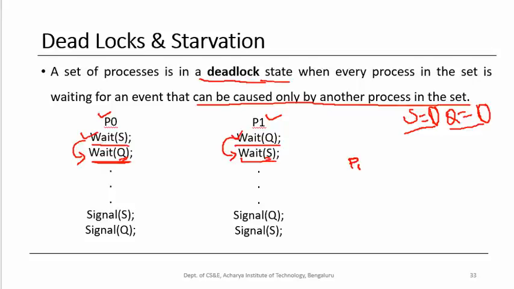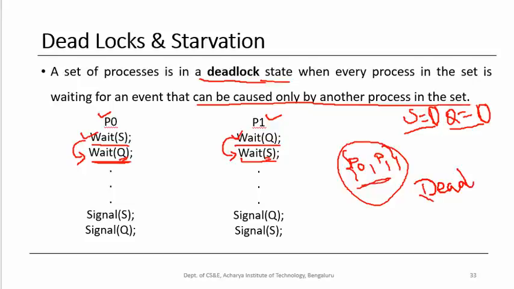Now we have two processes in the set, and both these processes are waiting processes. Now you look at the definition, a set of processes in a deadlock state. Now these processes are in a deadlock state. Why? Look at the definition. Every process in the set is waiting for an event. Now this P0 is waiting for signal of Q and P1 is waiting for signal of S.